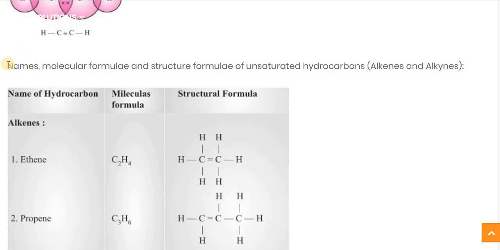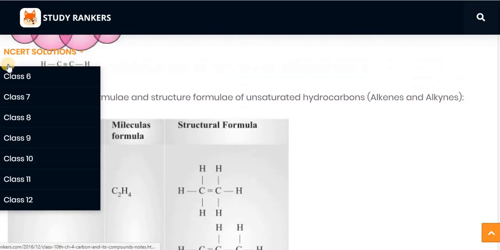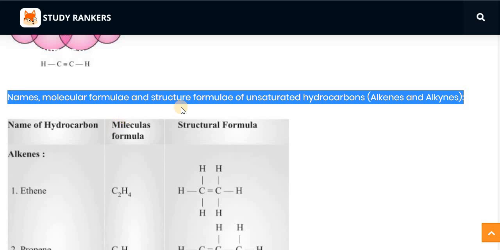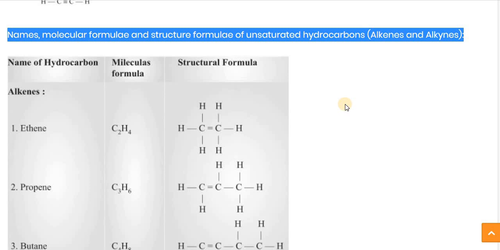Now we have seen the name, molecular formula and structural formula of unsaturated hydrocarbons. For a double bond, the alkenes end in ene. It starts from ethene, because for a double bond it requires two carbons. So it starts from ethene, propene and butene. Here you can see the name, molecular formula and structural formula of the unsaturated hydrocarbon alkenes.